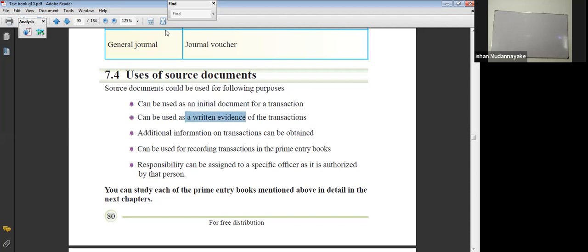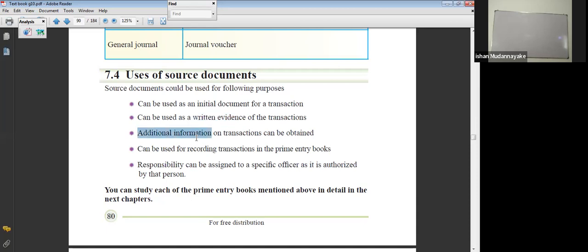Second one: can be used as written evidence of the transaction. Let's say you purchase something from the supermarket; after coming home, your mother will ask for the bill before giving you the cash balance. That bill is written evidence regarding the transaction. Please highlight written evidence.